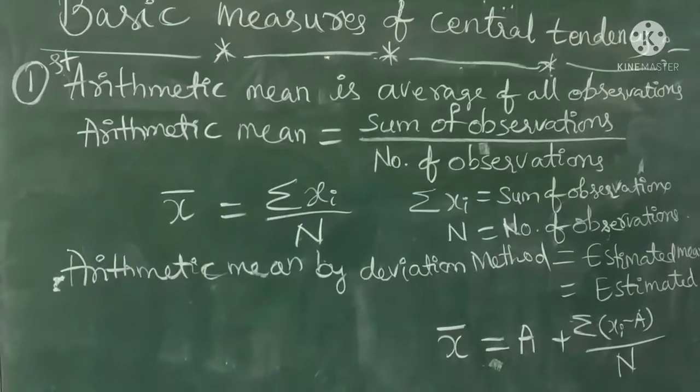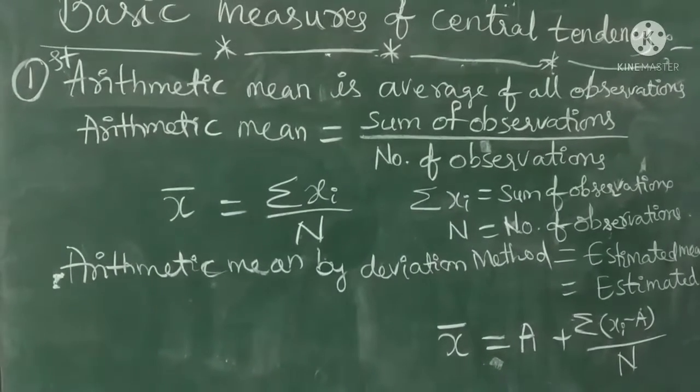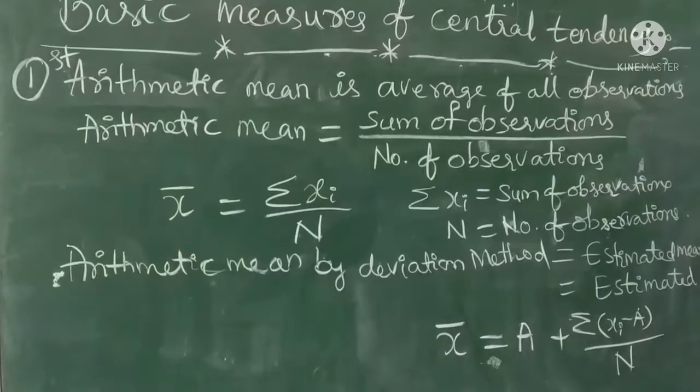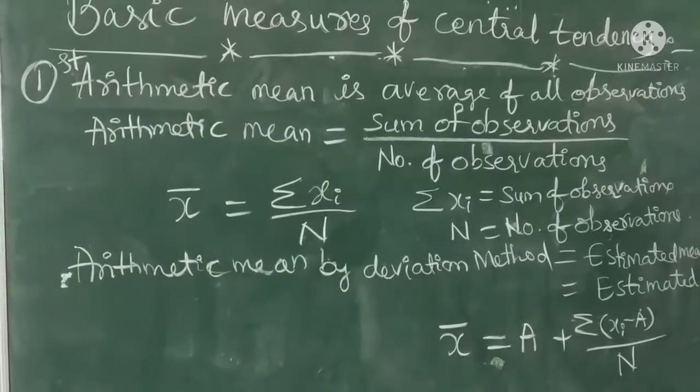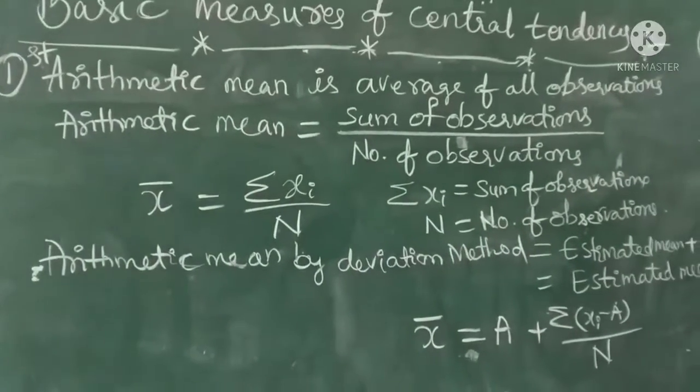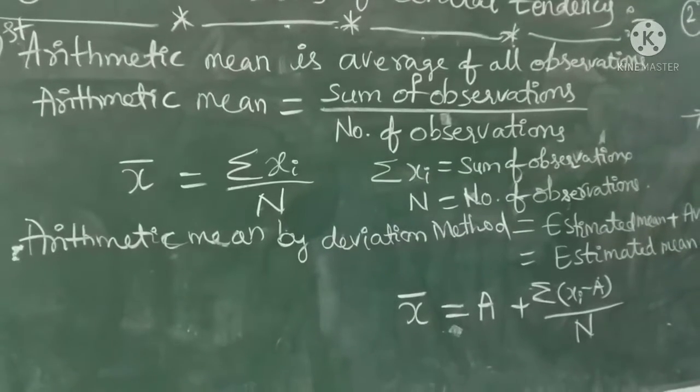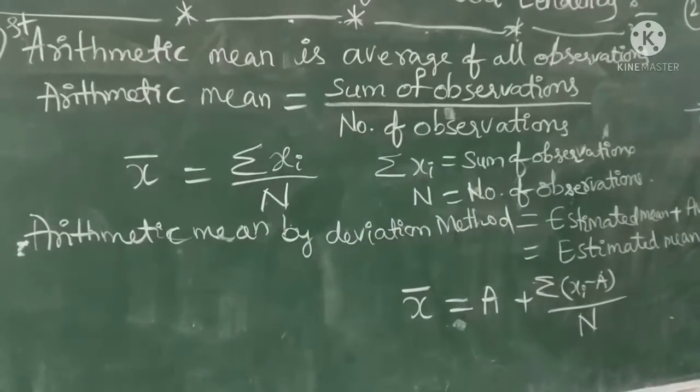If arithmetic mean is denoted by x bar, that is equal to sigma xi by n, where sigma xi means the sum of observations, x1 plus x2 plus x3 and so on, and n is the number of observations.